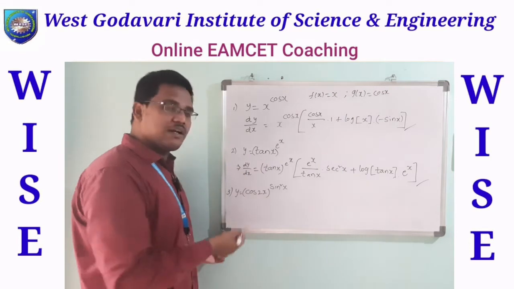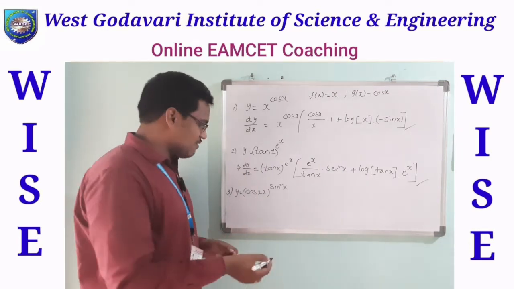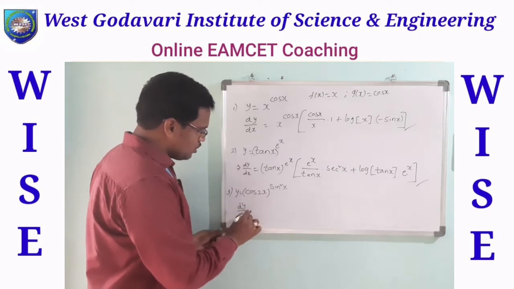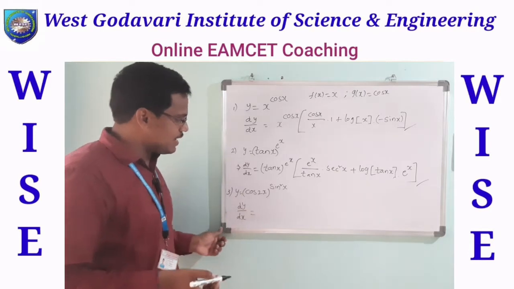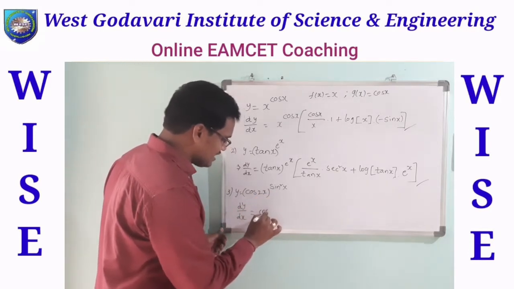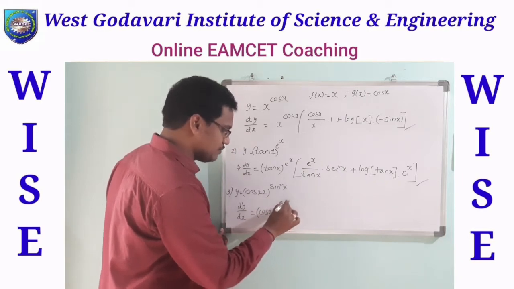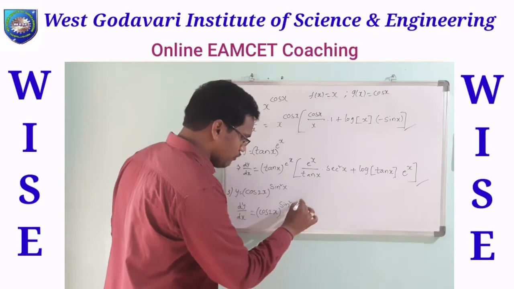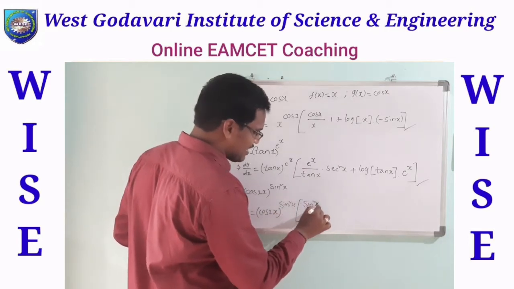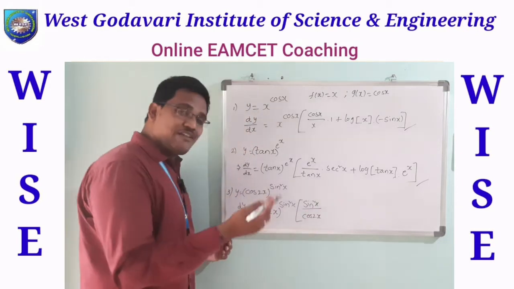Now see the another one, that is y is equal to cos 2x whole to the power of sin square x. So the same method is applicable for this also. Here f of x is cos 2x and g of x is sin square x. Write as it is for the first term, f of x whole to the power of g of x by f of x, that is sin square x by cos 2x into f dash of x.